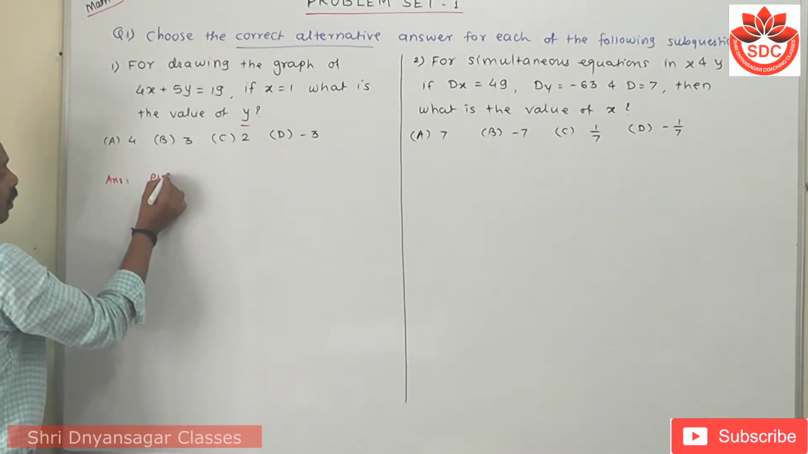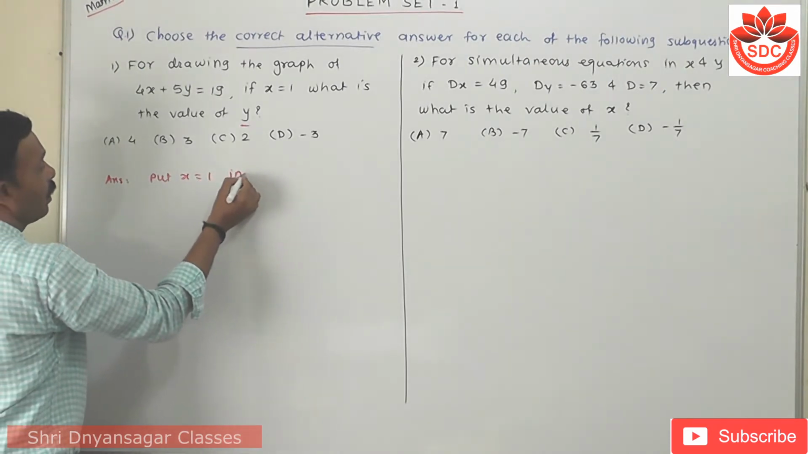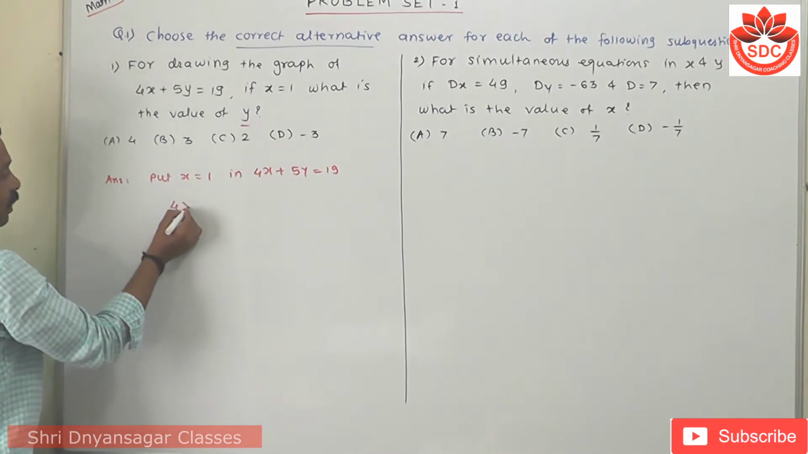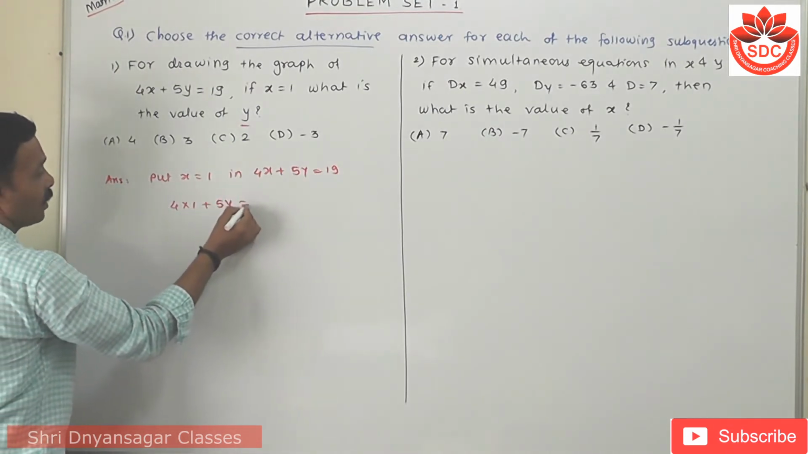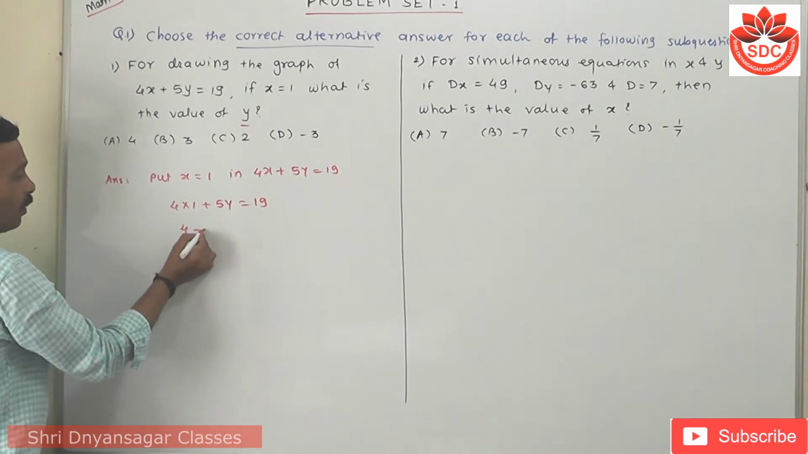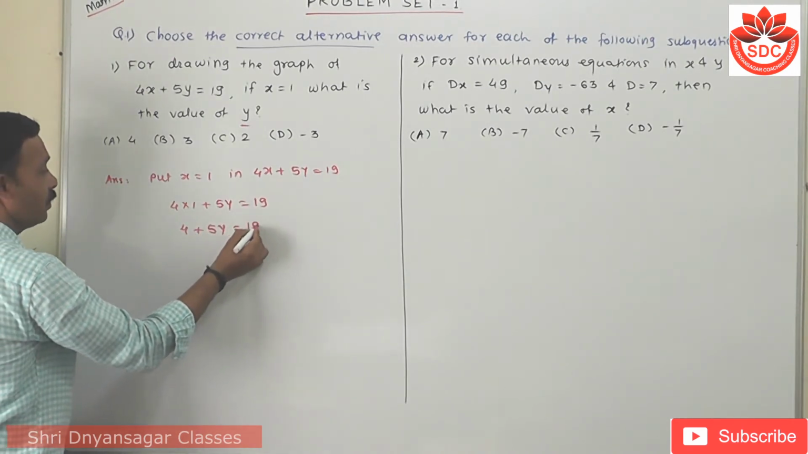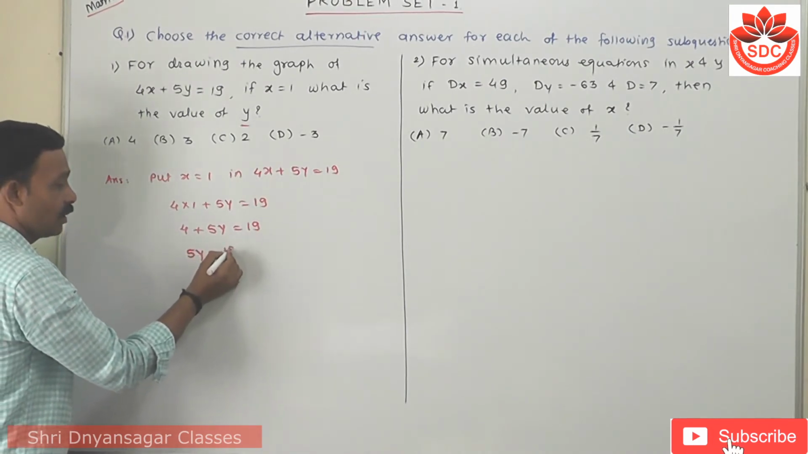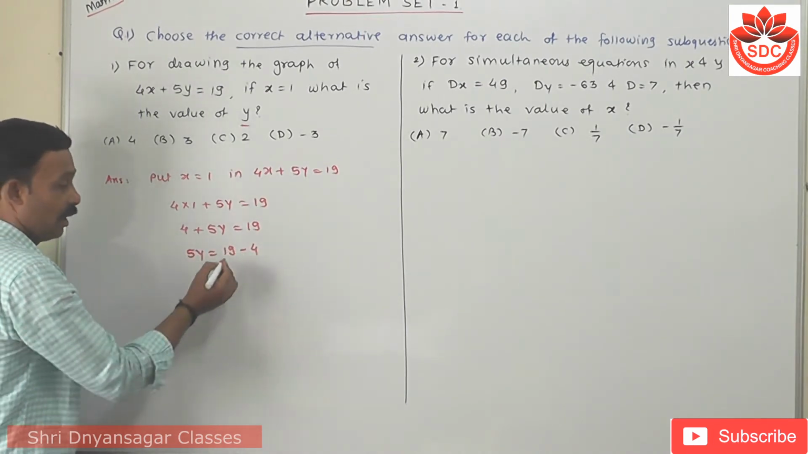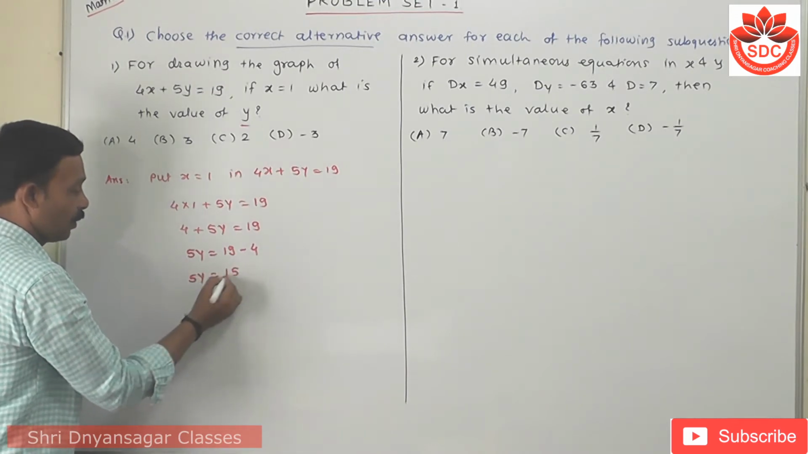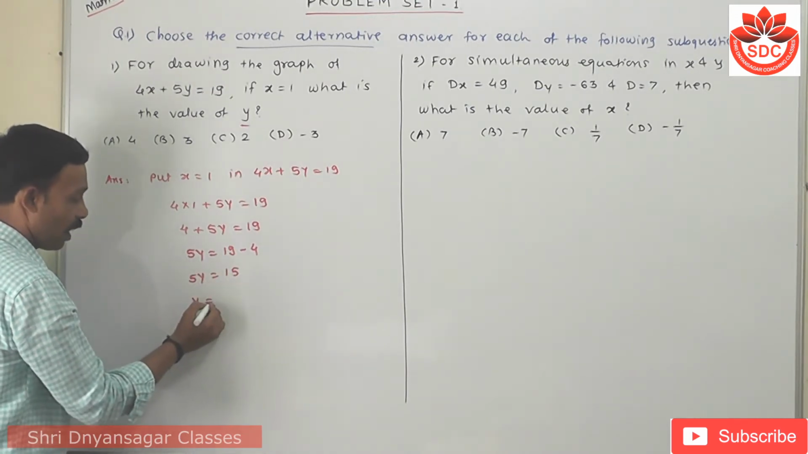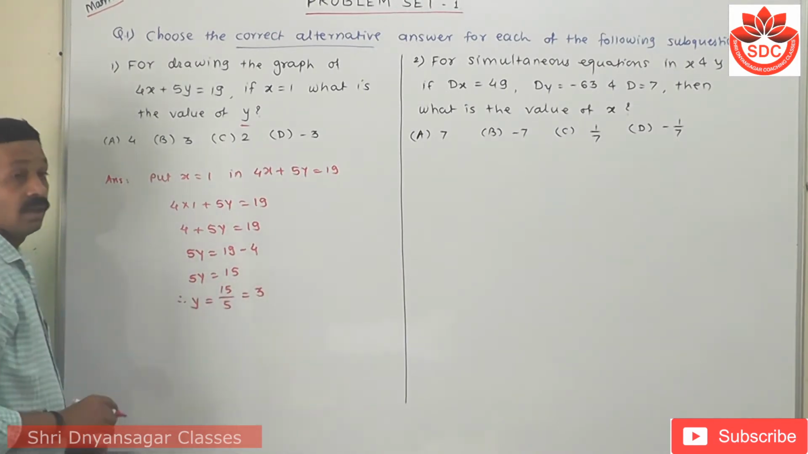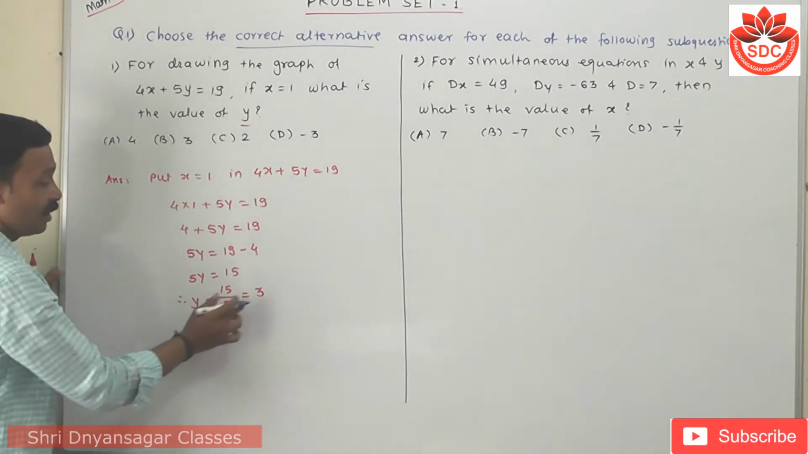put x is equals to 1 in 4x plus 5y is equals to 90. Then 4 into 1 plus 5y is equals to 90. Then 4 ones are 4 plus 5y is equals to 90. Transpose this 4 to this side, we get that 5y is equals to 19 minus 4, and this subtraction is 15. Then 5 goes to denominator, therefore y is equals to 15 upon 5 is equals to how much? 3. Means that the answer of the y is equals to 3.